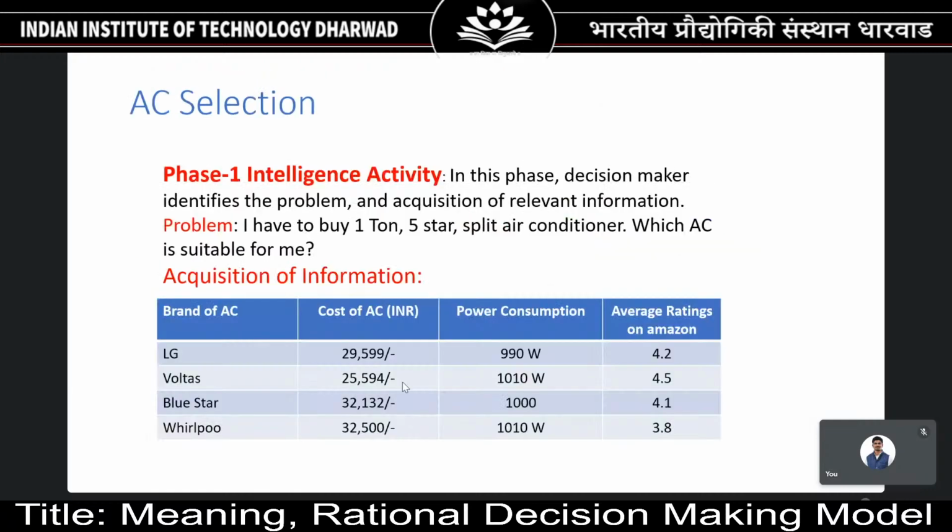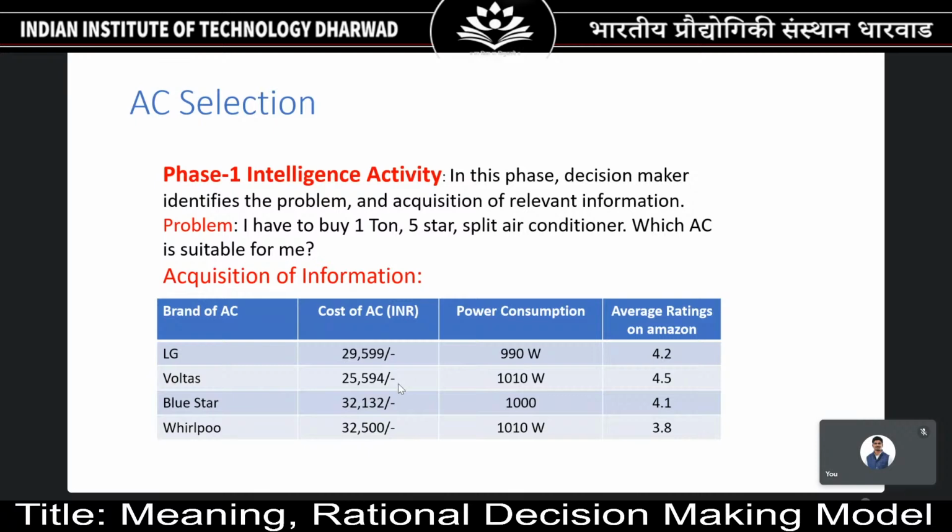So we take one example, for example, AC selection. Simple example. We want to buy ACs from the market, and there are many brands available. I have taken only four because data was not found for some brands. My problem first is the intelligence activity. In this phase, the decision maker identifies the problem and acquires relevant information. My problem is: I have to buy a 1 ton 5-star split air conditioner, so which AC is suitable for me?